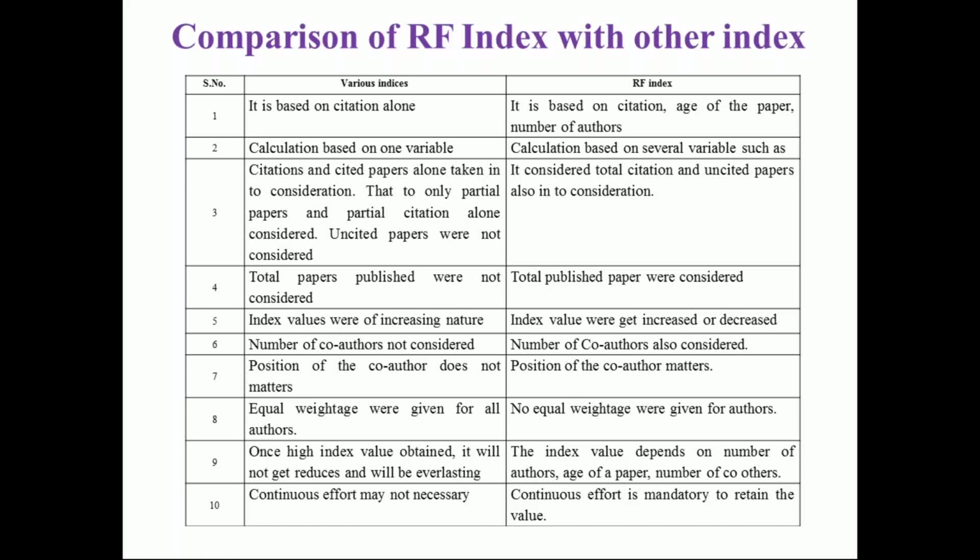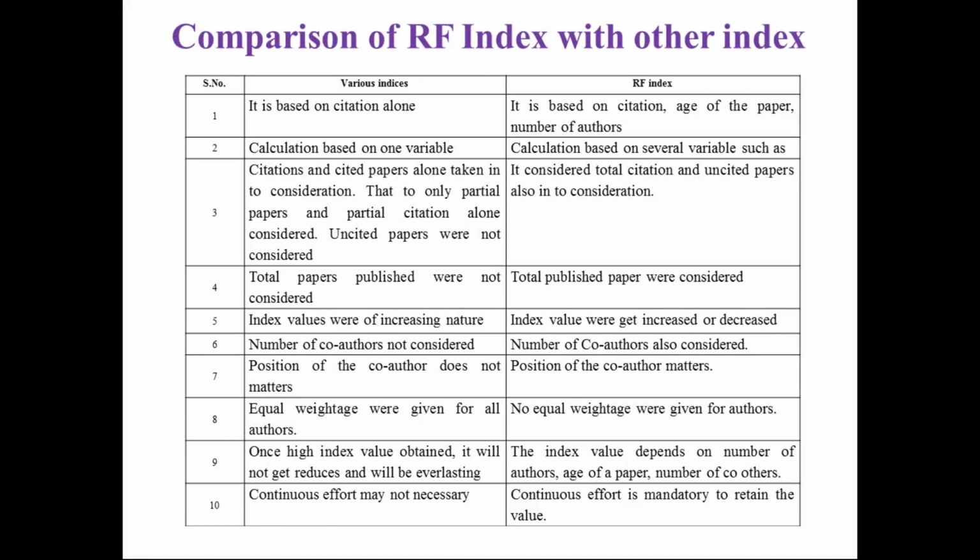The RF index is based on citation, age of the paper, and number of authors. For example, if I published a paper in 1945, and that paper gets cited till date, it means that paper is a base paper. It may not apply to all domains. For example, in the medical domain, the age of the paper matters. If a paper is on a particular activity or thing, that may be useful, but the age of the paper matters, whereas the RF index provides some weight for the age of the paper.